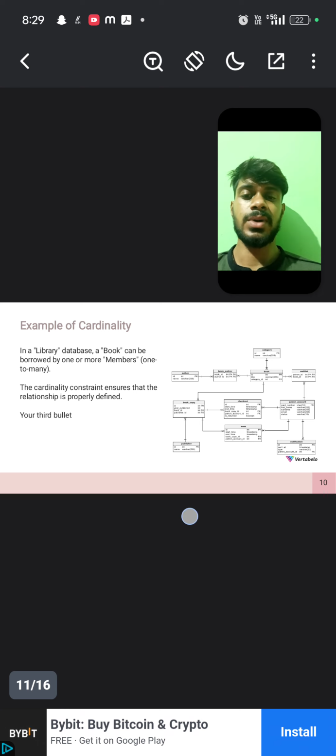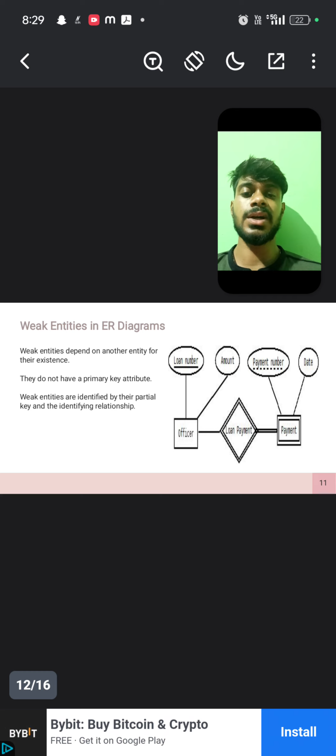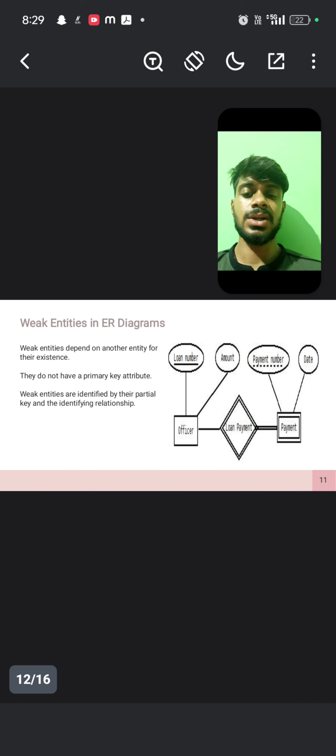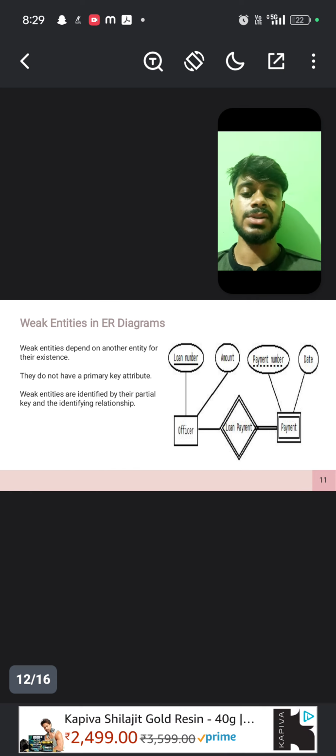Weak entities in ER diagram. Weak entities depend on another entity for their existence. They do not have primary key attributes. Weak entities are identified by their partial key and identifying relationship.